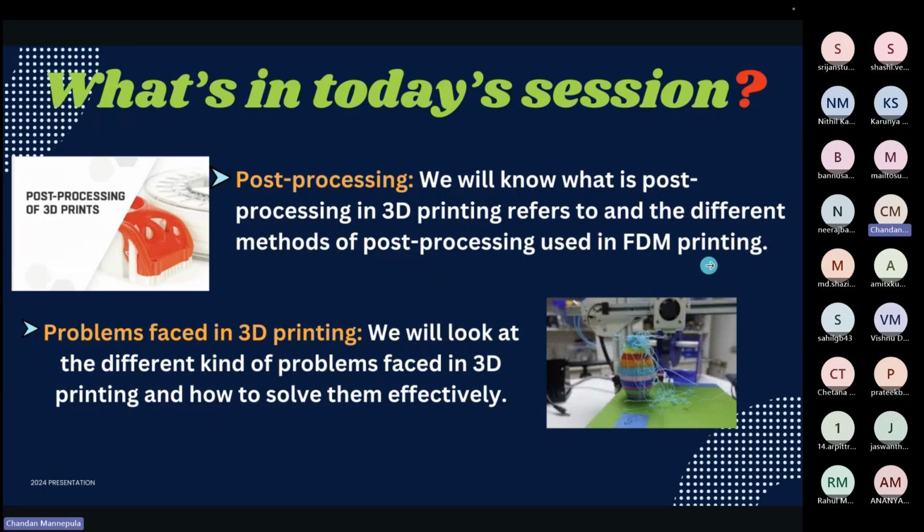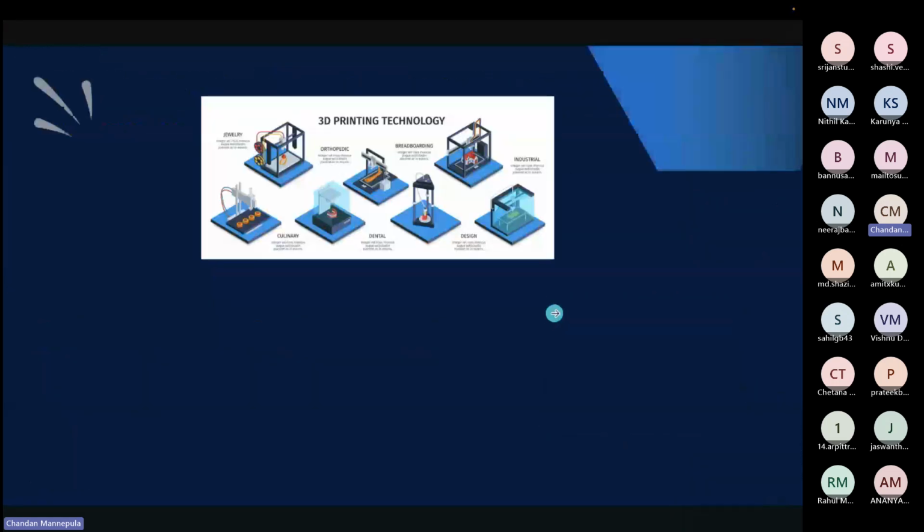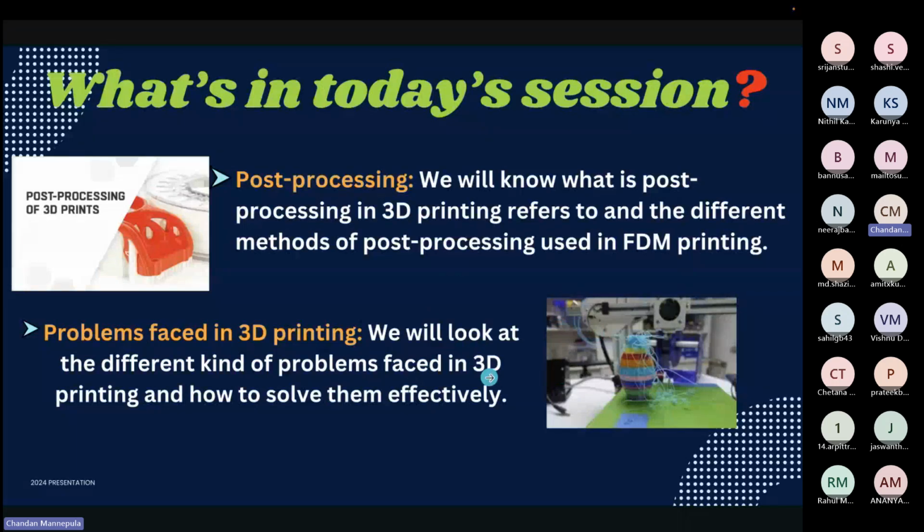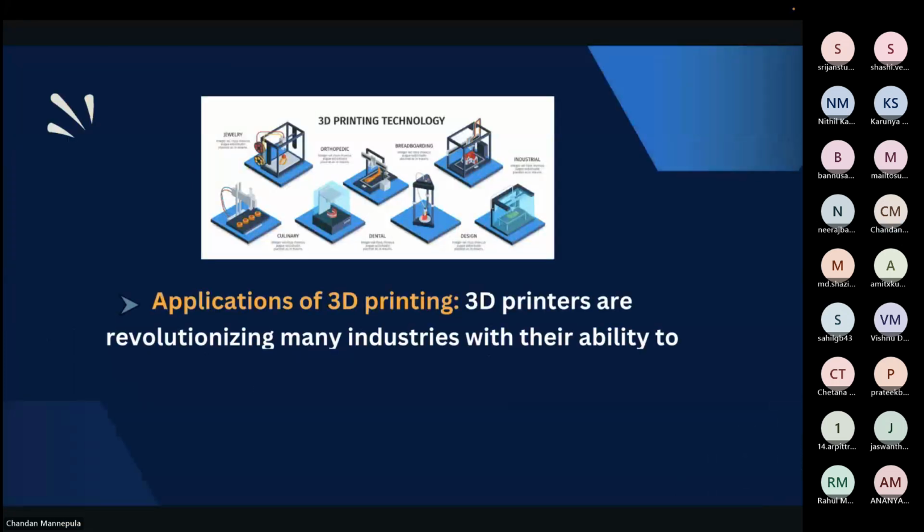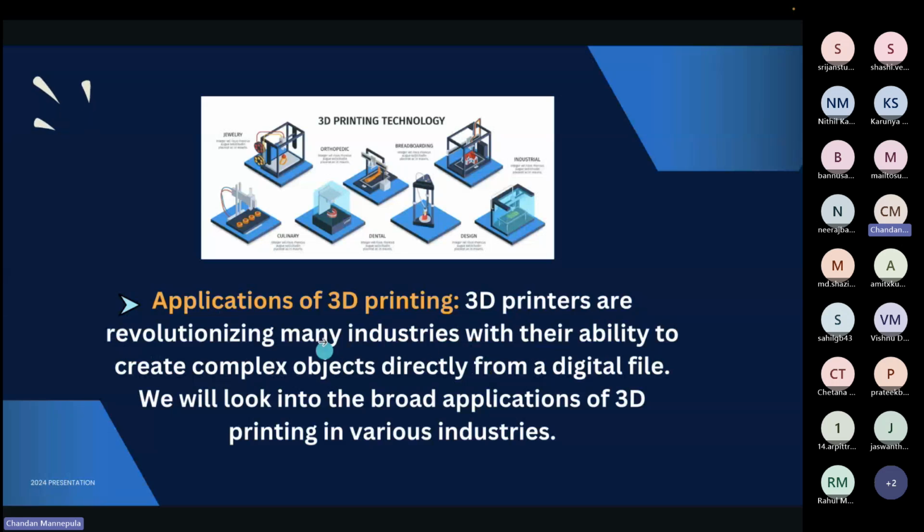The process of building a 3D model is very complicated, so we need to make sure the errors are few. Even though we try to keep errors low, there will be problems faced in 3D printing. We'll come to know about these problems later in the session. We'll also come to know about the applications of 3D printing. 3D printing technology has many applications, from healthcare to jewelry building, and it is even used in building aerodynamic parts as well.